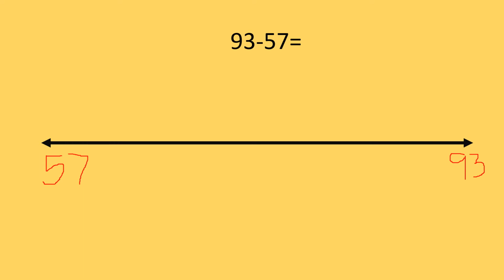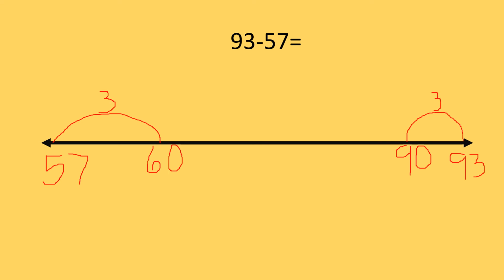Okay? Step 2. What is the nearest 10 to 57? And that number is 60. What is the nearest 10 to 93? And that number is 90. Now I do my jumps. 57 to 60 is 3. 57 plus 3 is 60. Do my next jump, 90 to 93. 90 to 93 is 3 because 90 plus 3 is 93.